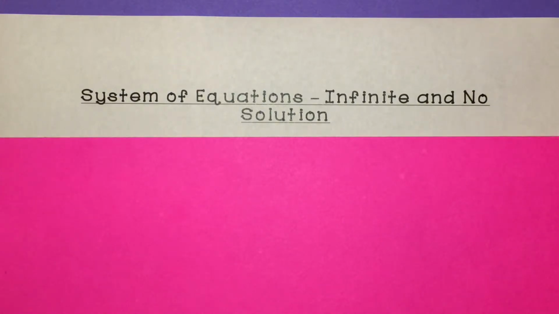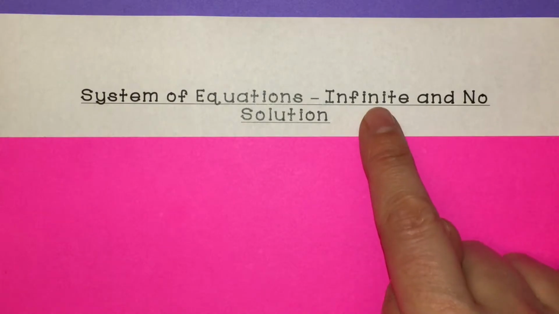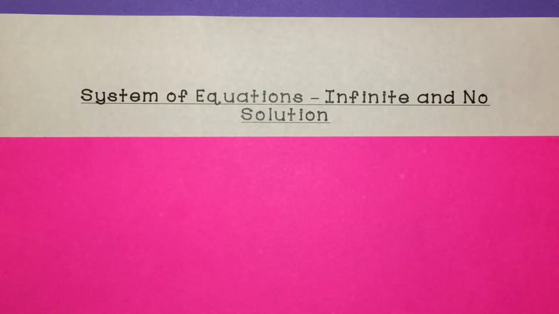We're going to solve systems of equations and look for infinite and no solutions. So if you're graphing a system of equations and there's infinite solutions, it means that when you graph your two lines, they'll intersect at every point. Or in other words, they're the exact same line when graphed.